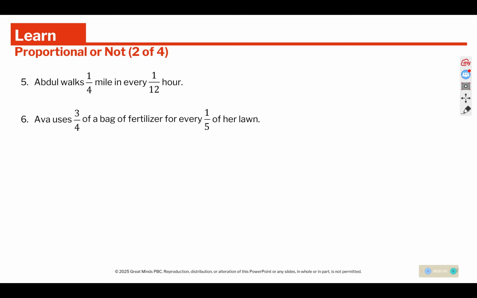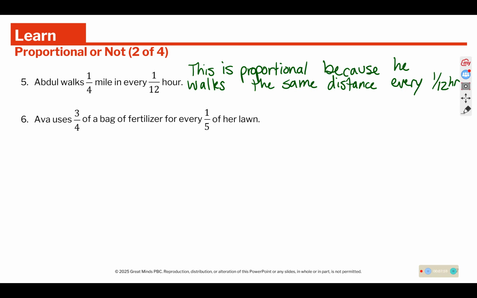Five, Abdul walks a quarter mile in every 1/12 hour. This is proportional because he walks the same distance in every chunk of time. To find that unit rate, we need to divide the miles per hour. So miles divided by the time. Remember, we leave, change, change.